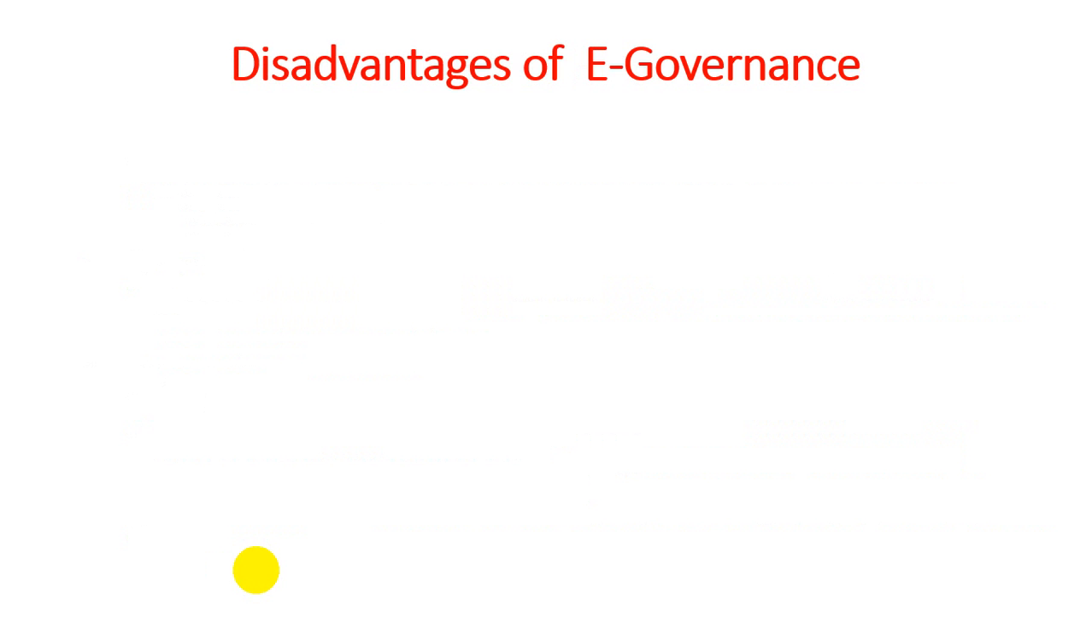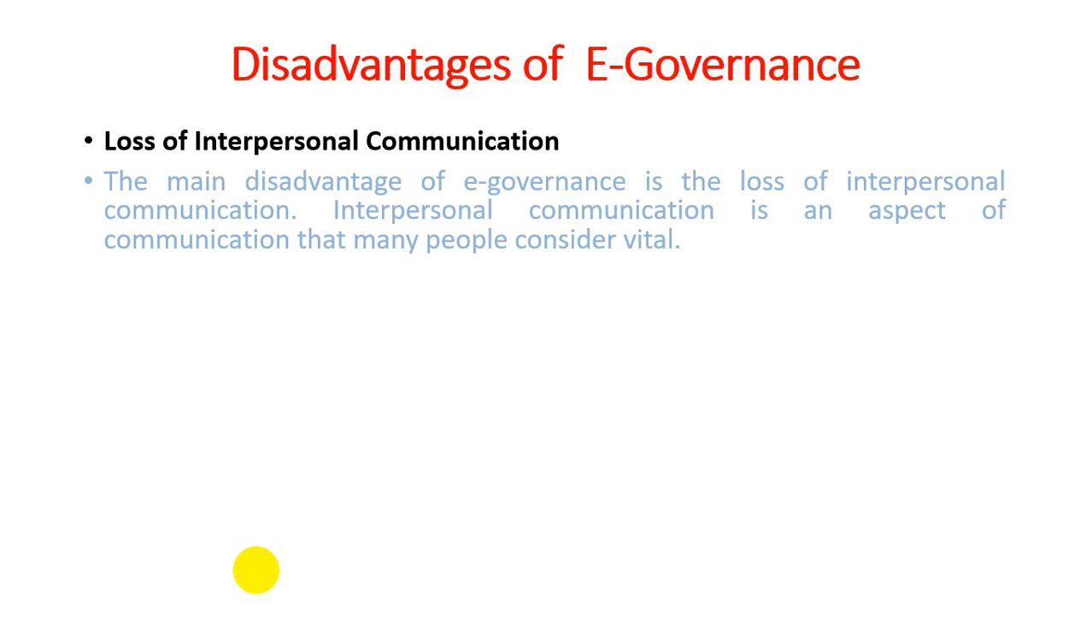Now we discuss the last thing in this lecture. It is nothing but the disadvantage of e-governance, because every technology has some advantages and disadvantages. Loss of interpersonal communication, because whenever we have transparency in our data, somehow a loss of interpersonal communication may happen, meaning your data is not as secure. The main disadvantage of e-governance is the loss of interpersonal communication.